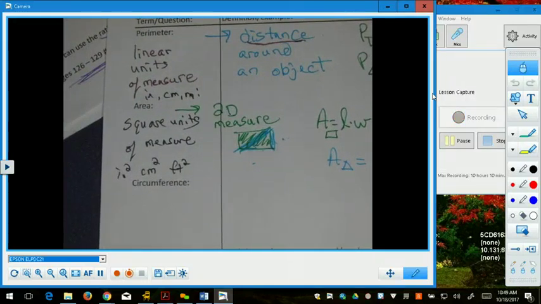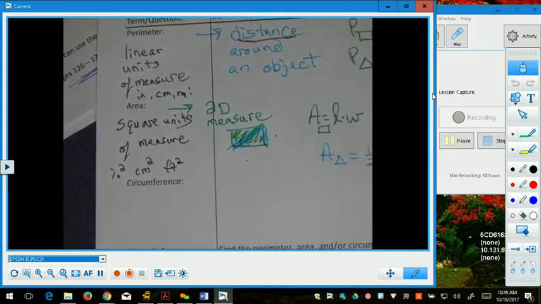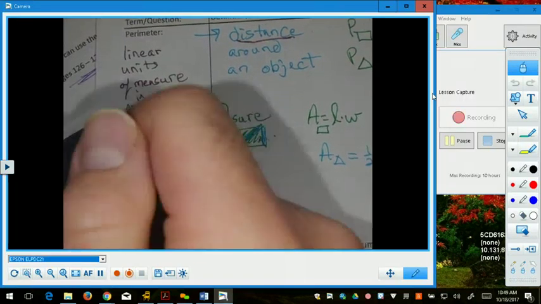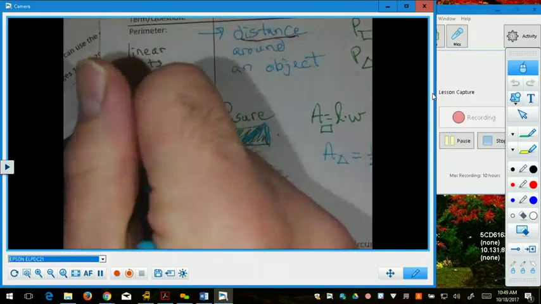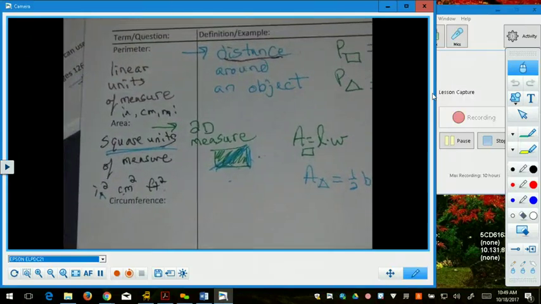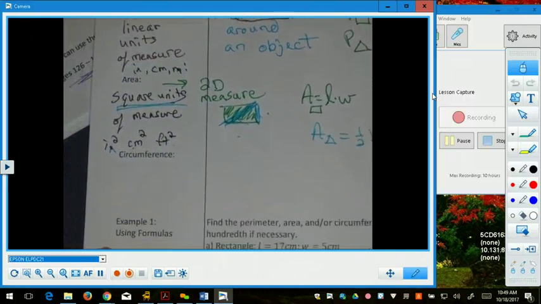What do you think volume would be? Cubed units, cubic units, which we'll get to later. We're not there yet. Inches squared, centimeters squared, feet squared. So square units when we're talking about two-dimensional measuring.